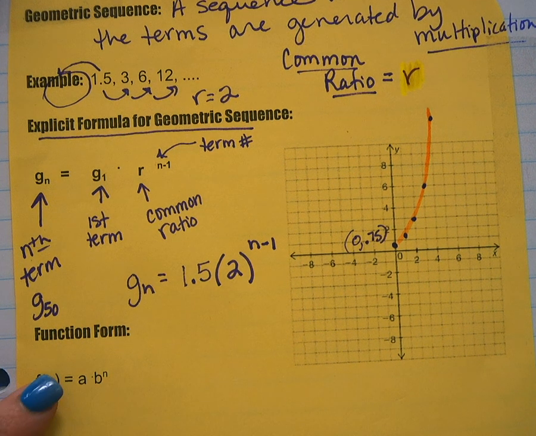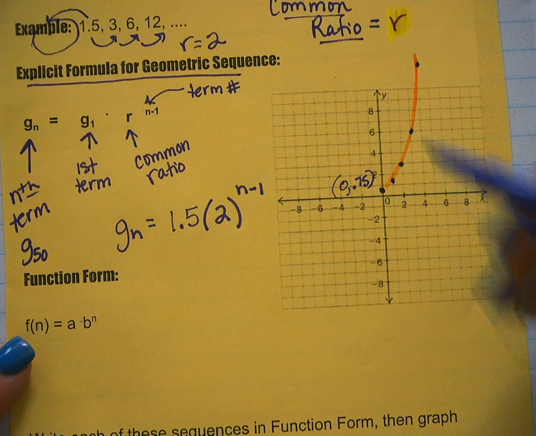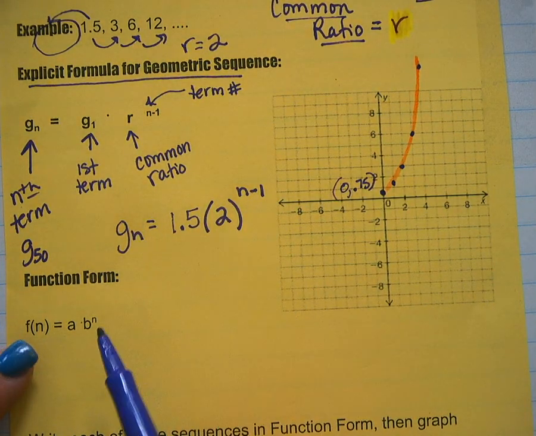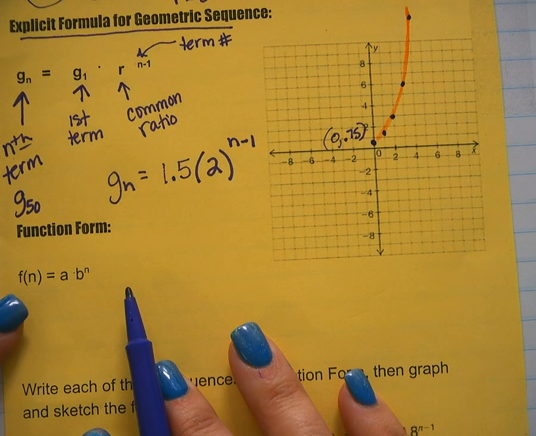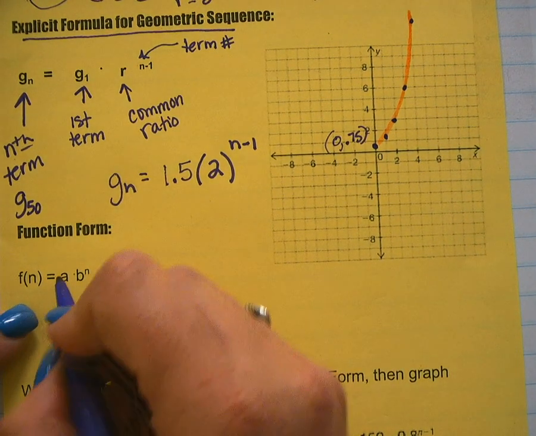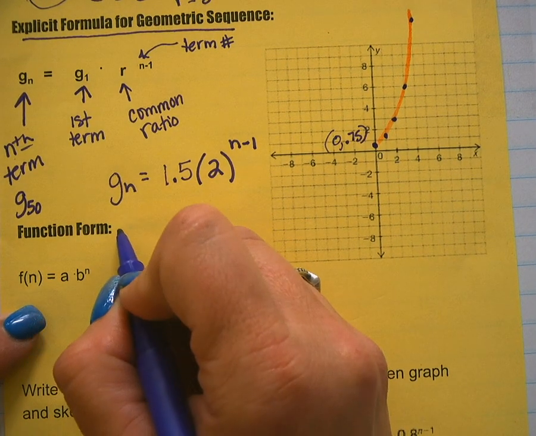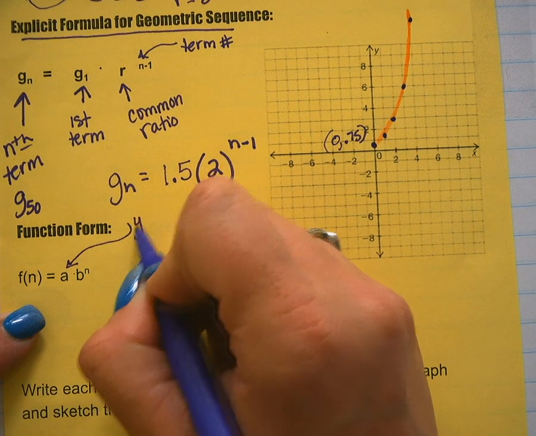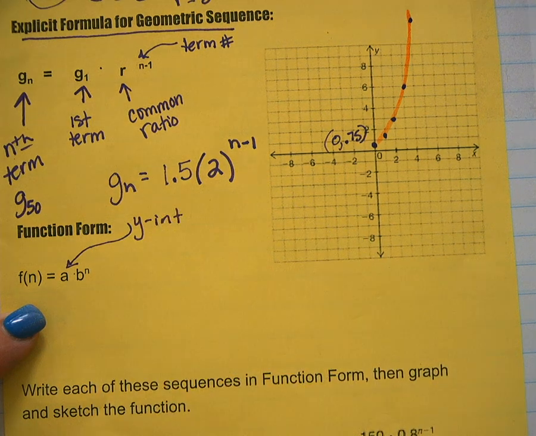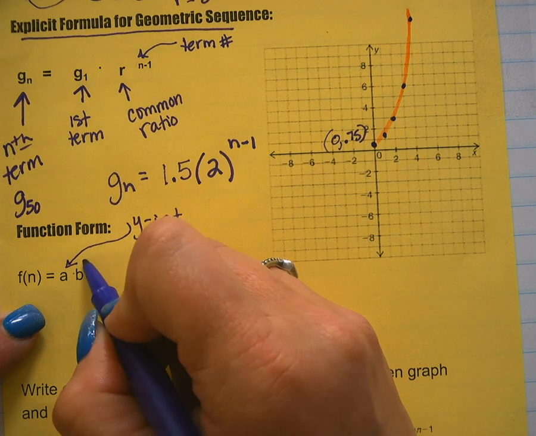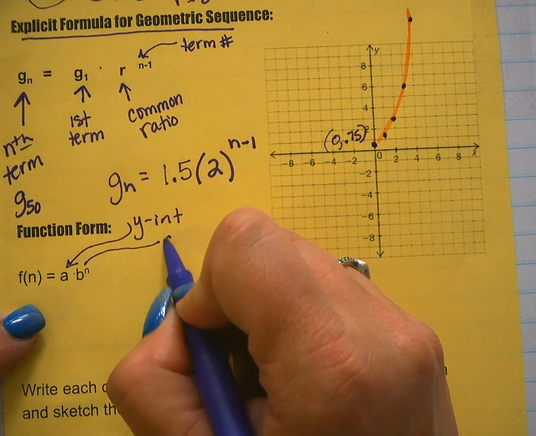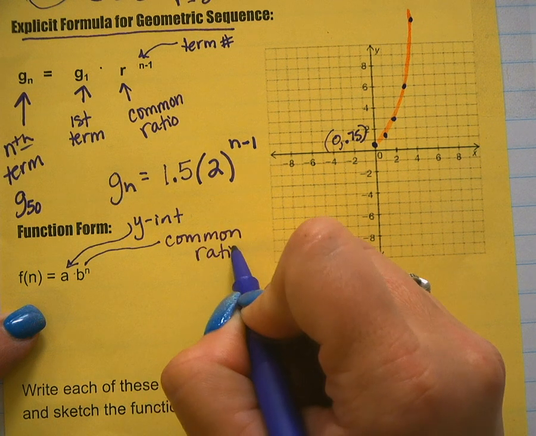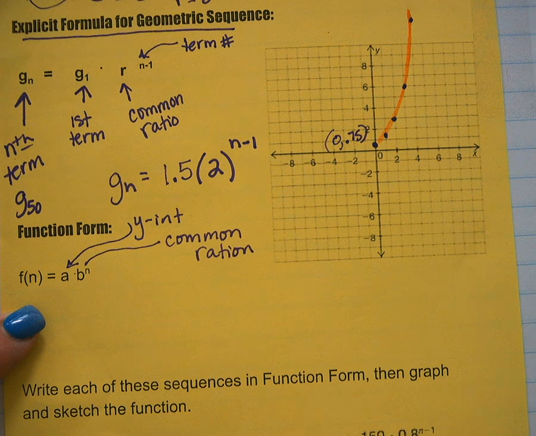Okay. So we want to turn this sequence and the explicit formula, we want to write it in function form. So function form of an exponential looks like this, where A is our y-intercept and B is our common ratio.